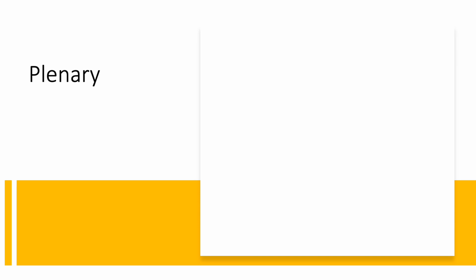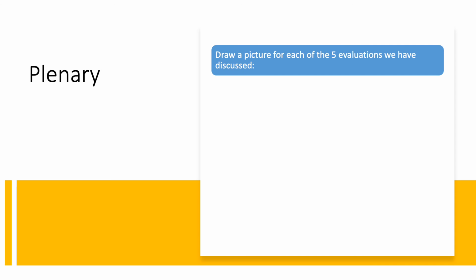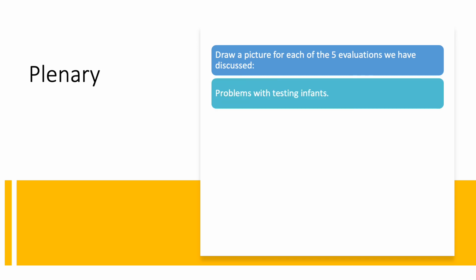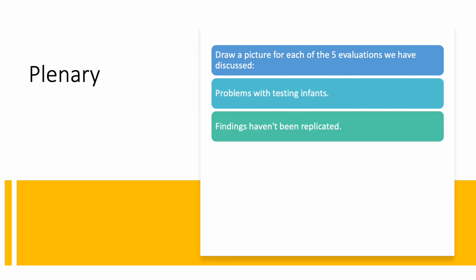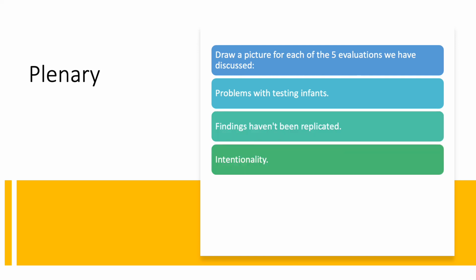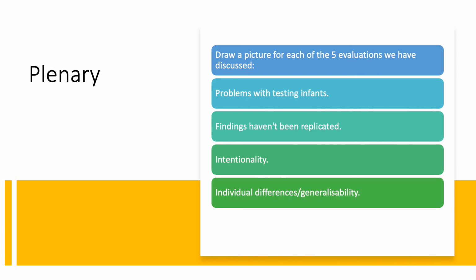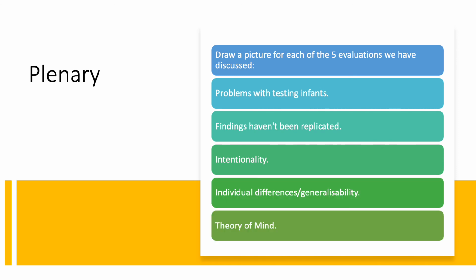And just to finish, because you've taken in a lot of information, I want you to draw a picture for each of the 5 evaluations we have discussed. I don't want to suggest any pictures for you to draw, because I want them to be personal to you, which will make you more likely to remember these evaluation issues. So the ones that we've discussed are the problems with testing infants, the findings that can't be replicated, intentionality, individual differences and generalisability, and theory of mind, so how it allows us to develop social understanding.